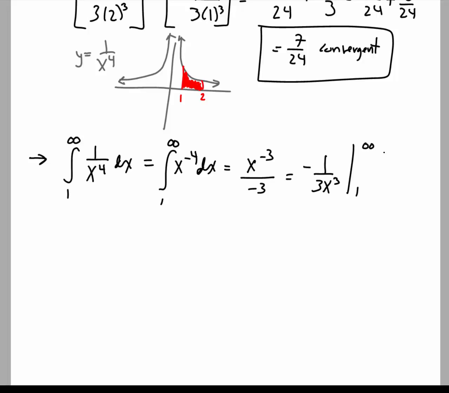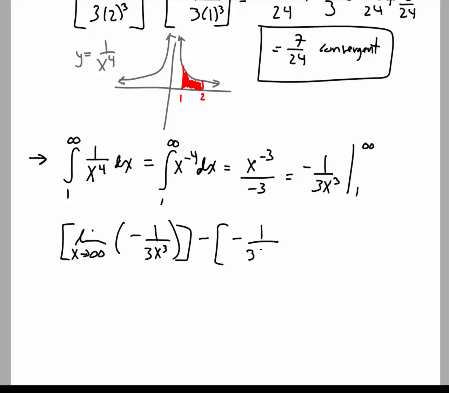Now, a lot of people will rewrite these before we even start the problem. They'll take this value of infinity and they'll rewrite with a limit out front before we even integrate. Just make sure you're not plugging infinity directly in. So my first one would be the limit as x approaches infinity, because it's my upper, of negative 1 over 3x cubed. And then I have my lower, which would be negative 1 over 3 times 1 cubed.